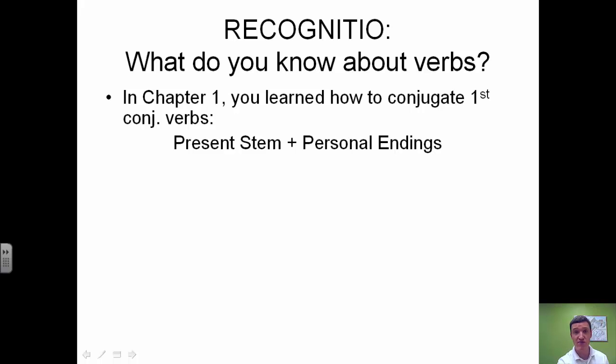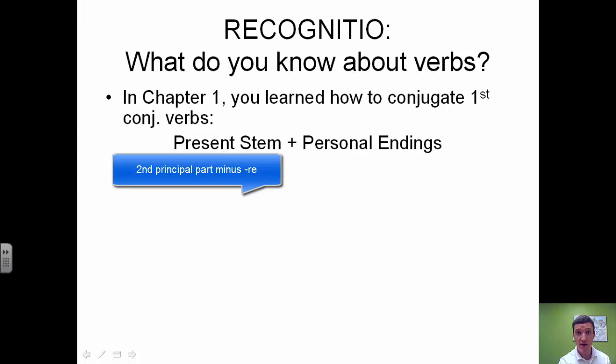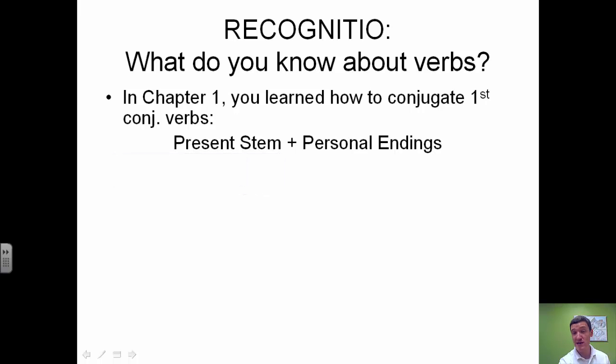So you need to find the present stem. The present stem, as you may remember, and if you don't remember, look back at the video, is the second principal part of the verb, also called the infinitive, minus the letters re. So if your verb was laudo, laudare, you take off the re and you have lauda, L-A-U-D-A. And then to that present stem you add the personal endings.